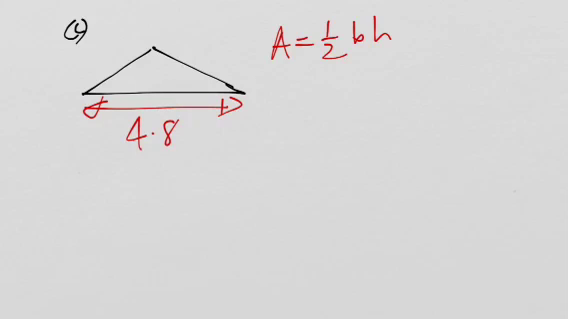Now part C says you have to calculate the area of the triangle. Now you know that the formula for the area of a triangle is half the base times the height. We know the base, it's given to us in the question. We also know the height of the triangle because we worked it out in part A. So that's a half of 4.8 times whatever you got from part A. That should be an easy bit of the question.